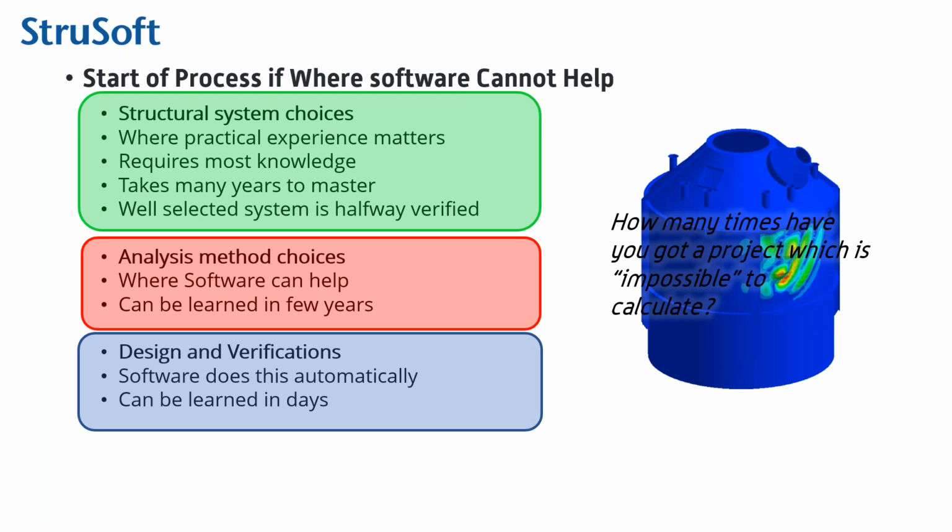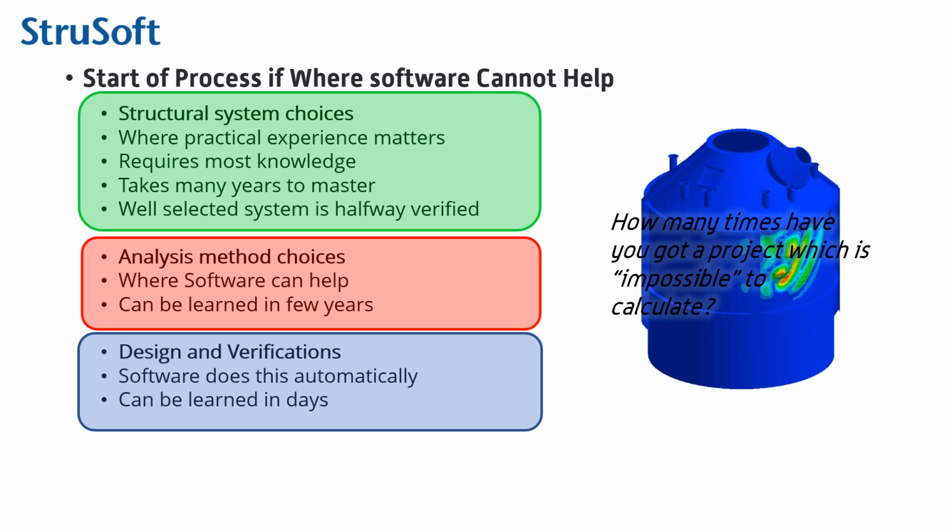The red one, that's how you analyze your structure, and that is easy to learn. It can be understood in a few years, what is nonlinear analysis, what is linear buckling analysis, nonlinear buckling analysis, and so on. And the blue one, where you design your parts, usually the design checks are really easy to do in software. You just click the element, and the software will give you utilization. You just give buckling lengths or lateral buckling lengths, and it's straightforward to do. But the most knowledge is usually in the beginning of the process. That's the most difficult thing to learn.